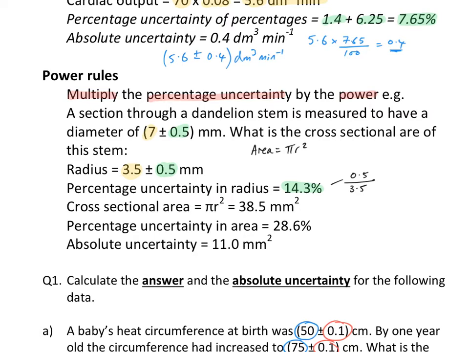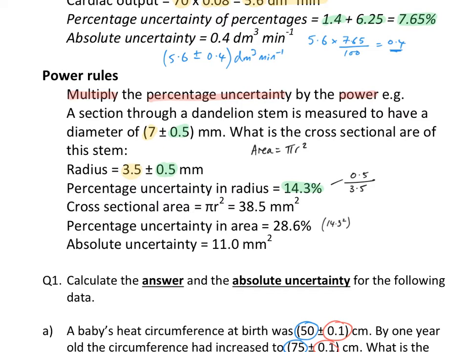I want to know what's the percentage uncertainty in the area. And the rule was, as I highlighted at the start, we multiply the percentage uncertainty, I've got that, 14.3, by the power. Well, the power is 2. It's r squared. So all I've done to get 14.3 into 28.6, you can probably see it, is that we've times it by 2. I've times it by the fact that the radius has to be squared. That's how I've got that.